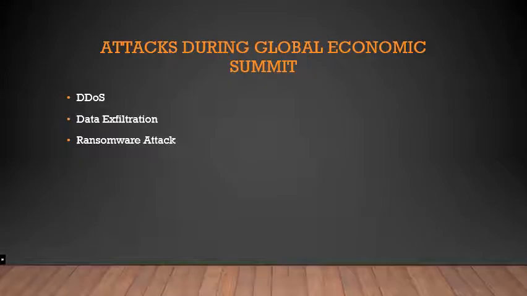Listed here are the types of attacks that were done during the Global Economic Summit. The distributed denial of service attack was done to interrupt service amongst the 5I nations. Data exfiltration occurred when anomalous activity was observed over the network. And the ransomware attack was done preventing the nations from entering their systems at a certain point in time.